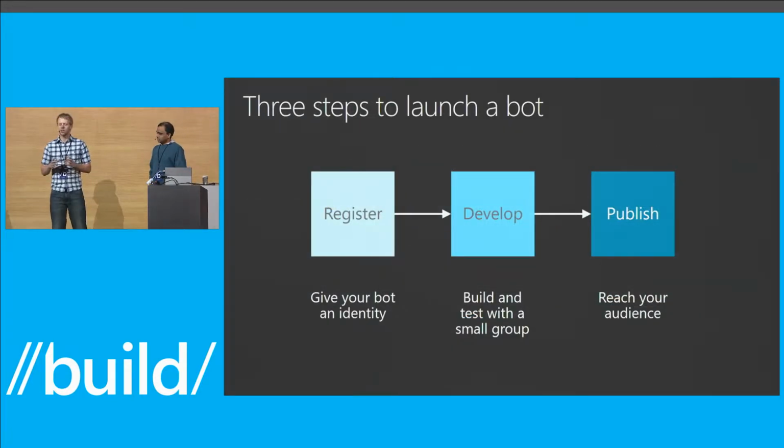So just at a high level, and Christian's going to go into more detail, there are 3 steps to build a bot. Firstly, register. So you come to the portal, our portal, give your bot an identity, a name, a description, a picture, get an ID, which is what you use when developing your bot. Then you need to develop, so build and test it with a small group of users, and then publish so that you can reach a larger audience.